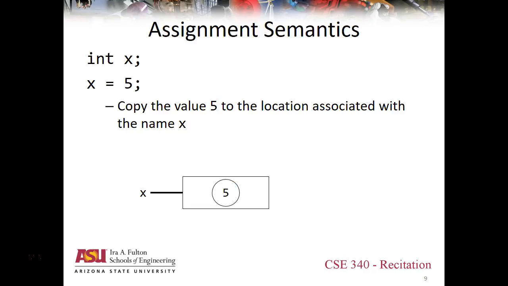So 5 magically goes into there. 5 doesn't have an actual address associated with it, right? So what kind of value is it? Is it an L value or is it an R value? Yeah, it's an R value. It doesn't have an address associated with it, kind of the definition. L values have an address associated with them, and R values are just values. So we end up with the 5 in the box.